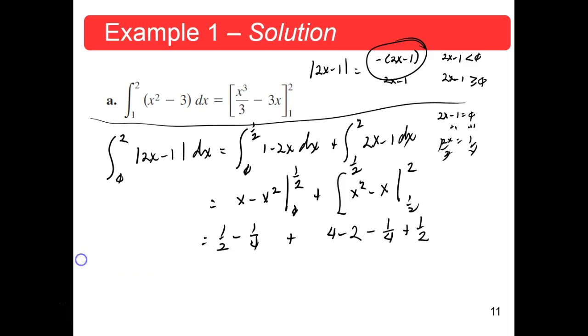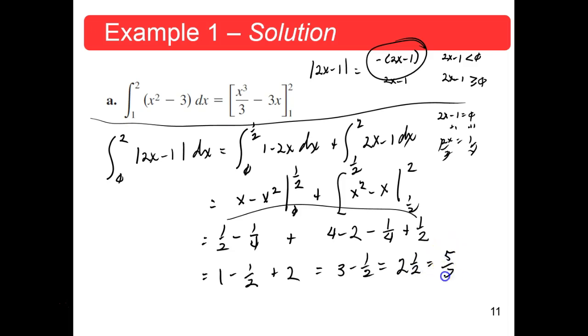Now, let's see what we've got here. 1/2 plus 1/2 is 1. Minus 1/2, minus 1/4, minus 1/4 is minus 1/2. And then what we have left over is plus 2. So that's going to be 3 minus 1/2. Not that hard. 2.5. Or probably the book's going to write it as 5/2. Okay. That's my guess. What does the book get? 5/2. Okay.